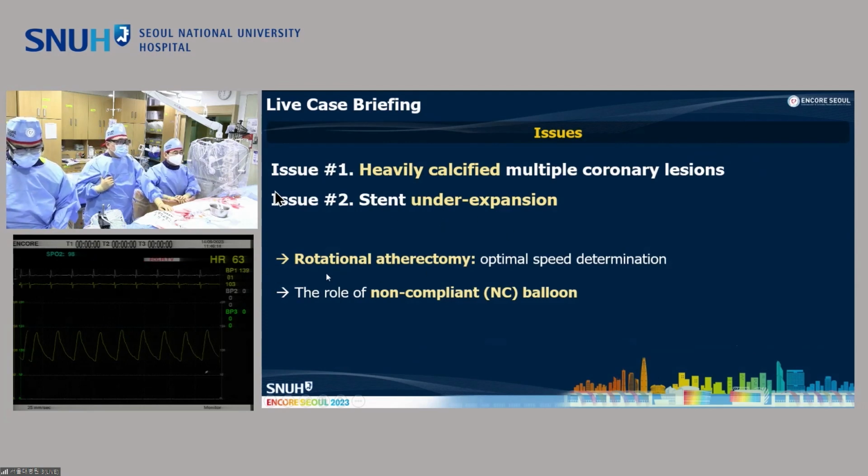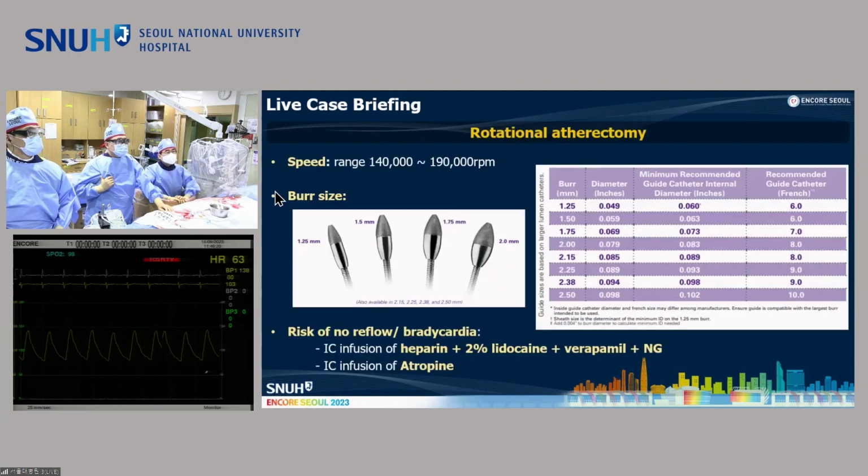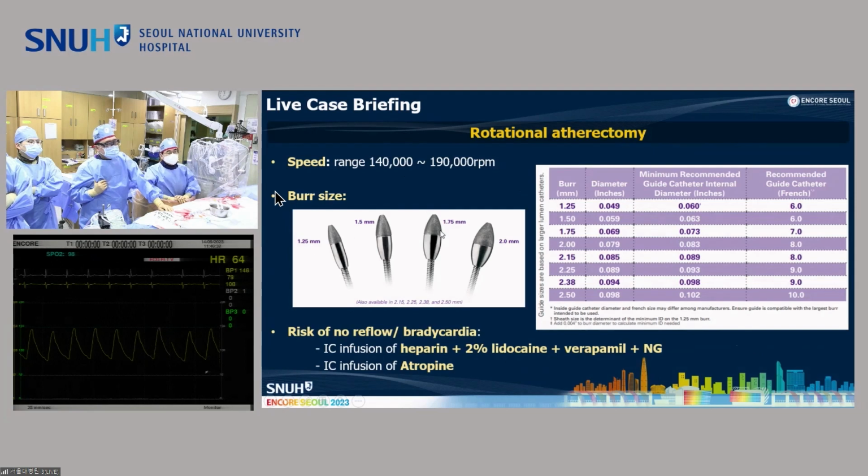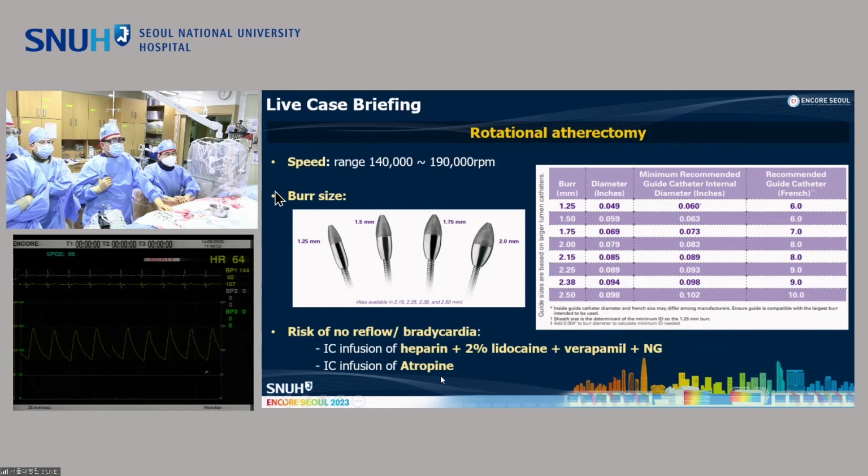Thus, I do ROTA ablation and NC ballooning for the underexpanded stent. There are three factors in ROTA ablation: speed, burst size, and risk of no reflow and bradycardia. Recommended range of speed is 140 to 190,000 RPM. Burst size of 1.25, 1.5, 1.75 or 2.0 requires an 8 French guiding catheter. Risk of no reflow and bradycardia can be easily overcome by IC infusion of heparin, lidocaine, verapamil, NG cocktail, or atropine just before ROTA ablation, to prevent bradycardia, as observed at Samsung Medical Center.